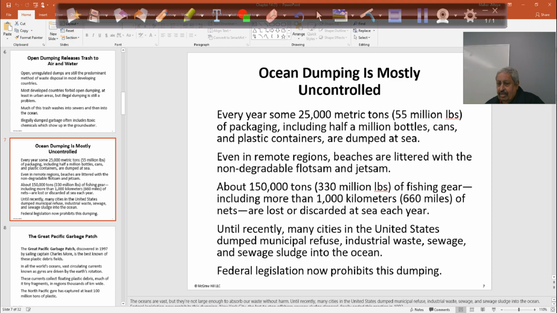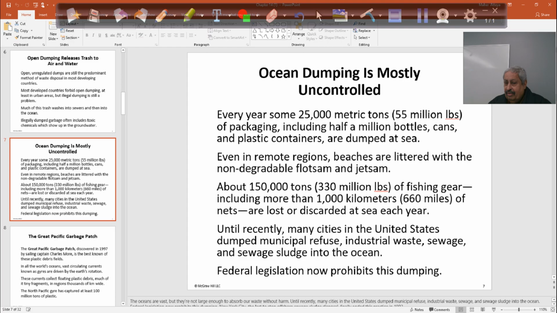Even in remote regions, beaches are littered with non-degradable flotsam and jetsam. Those are non-degradable, meaning they will stay with you for millions of years. They will not go away. And if they are dumped in the ocean, they cause a lot of problems for marine life. Especially old nets from ships, dumped in the ocean, can cause suffocation and trapping of marine life.